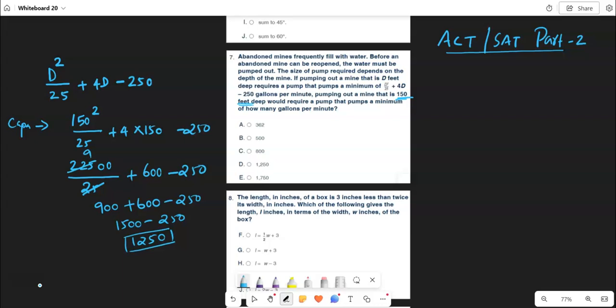So 1250, that is actually the answer. The pump pumps a minimum of 1250 gallons per minute. That is the answer. So do we have it? Yes, option D is the right answer. Okay, moving on.